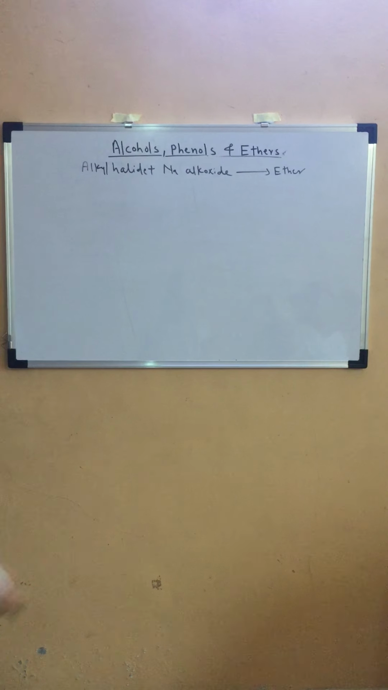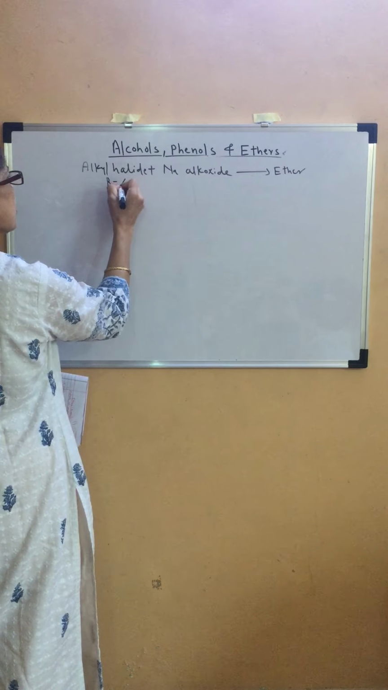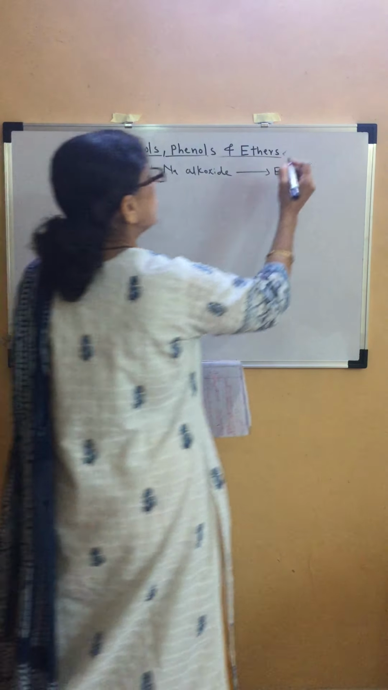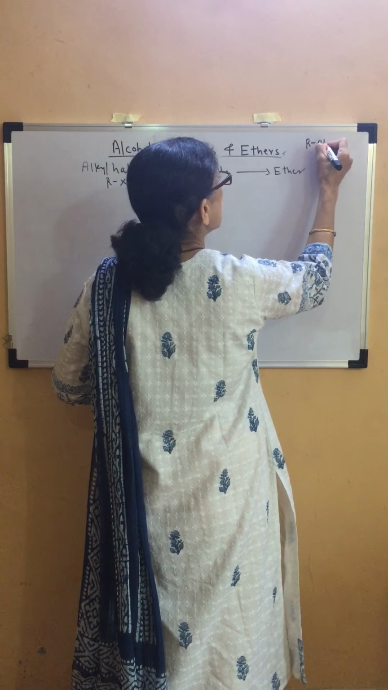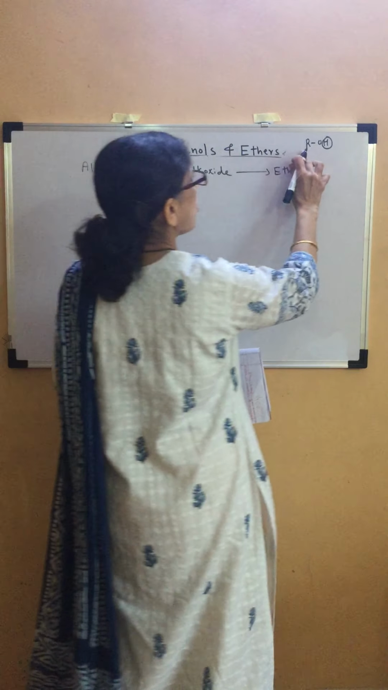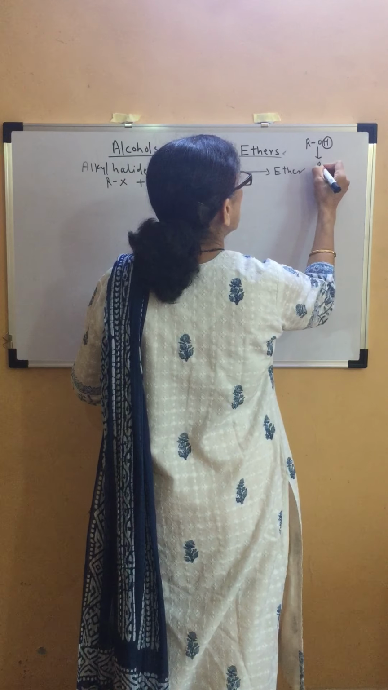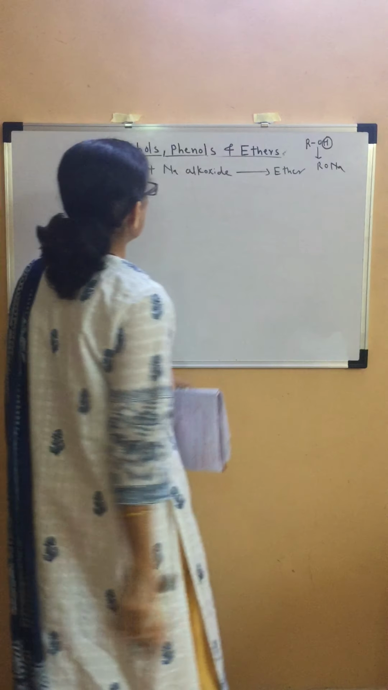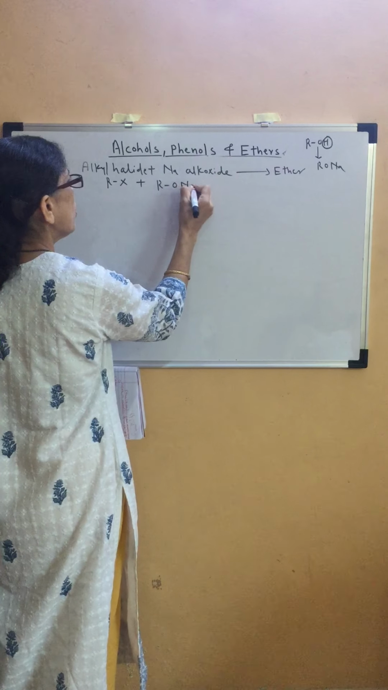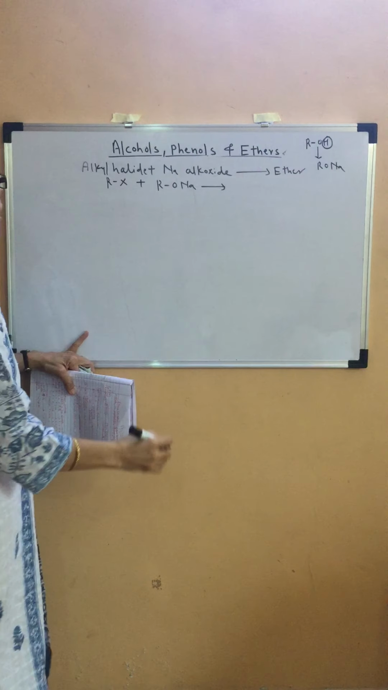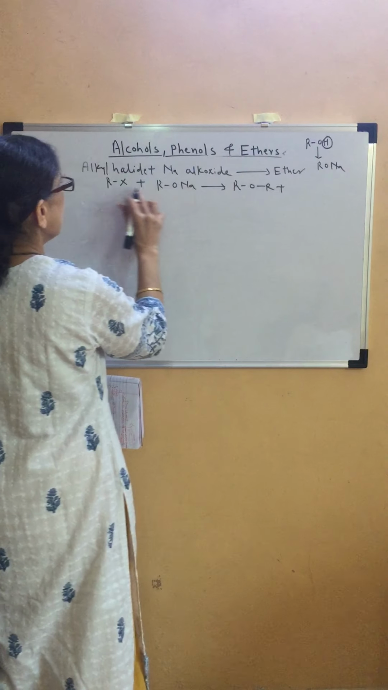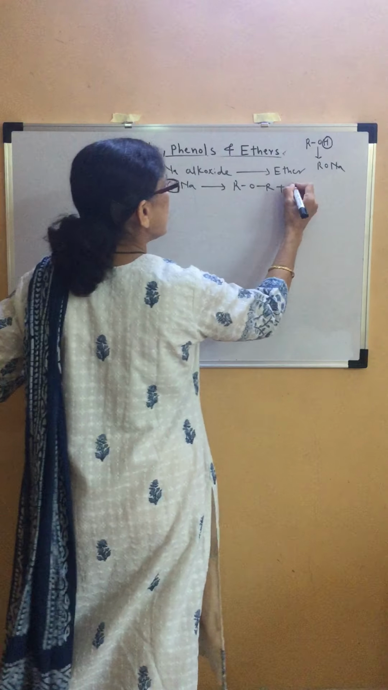For example, if the alkyl halide is RX and sodium alkoxide, what is sodium alkoxide? It is obtained from alcohols by replacing the H of the alcohol by sodium. RO is alkoxide, so RONa. So when alkyl halide is treated with sodium alkoxide, RONa, we will get ether, ROR. And what will be the byproduct? ROR and NaX, isn't it?